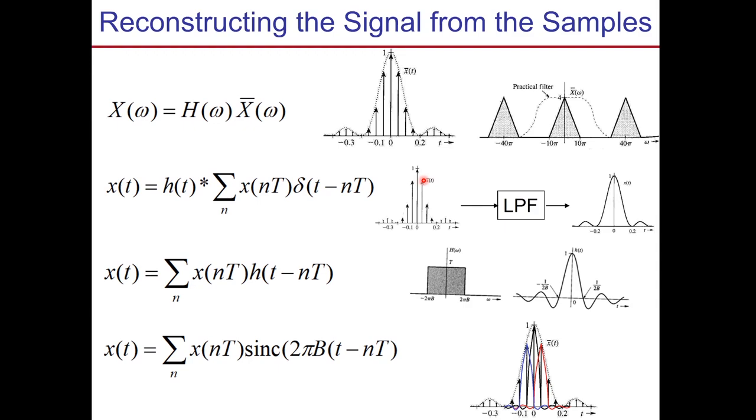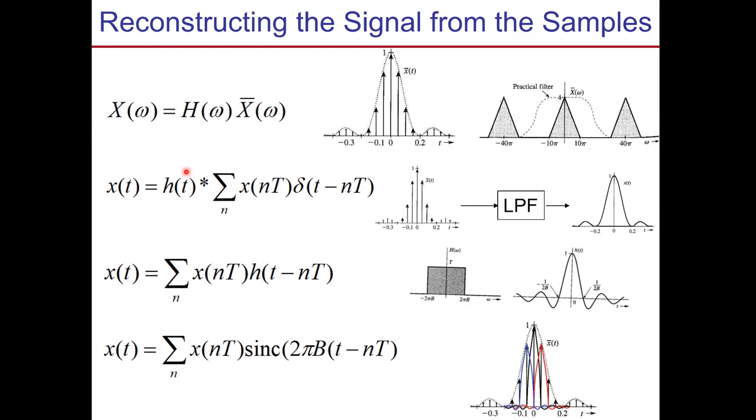Now, if this signal input goes to a low-pass filter, the output will be the convolution of the input with the impulse response of the system. And we learned that the convolution of any signal with an impulse, you get the signal back at the location of the impulse. This is just a number. So the convolution of h of t with this impulse, t is the variable, you will get h of t minus nT, at the location of the impulse.